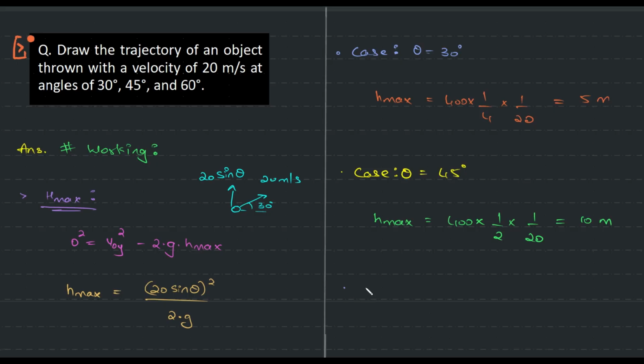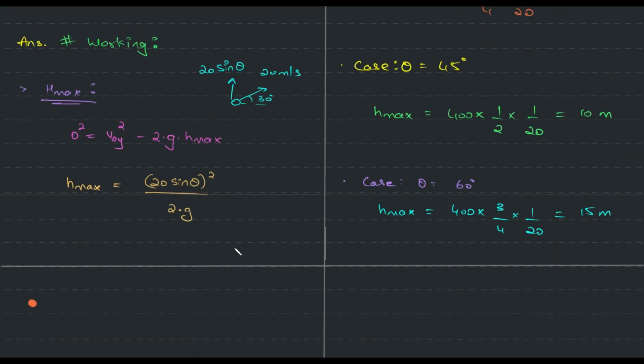Then we have case when we have theta is equal to 60 degree. This will be the highest. So for 60 degree, it would be 400 into root 3 by 2 square is 3 by 4 into 1 by 20. So 1s are 20s are 5s are 15 meters. Perfect. Okay, then what else we have? So this was your say height.